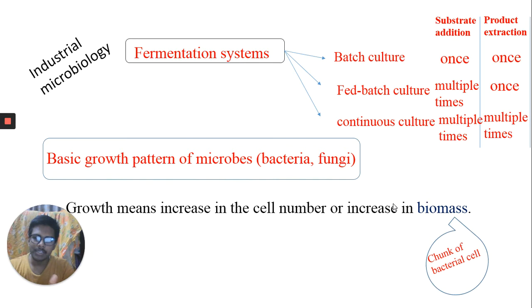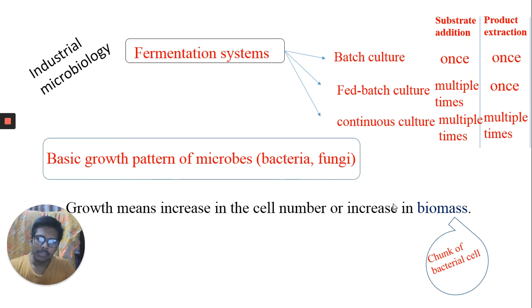Fermentation system means you have a chemical reaction. You will do a chemical reaction, but here there is no chemical catalyst. Here you will use an enzyme. So you will have a reactant and a product, but the catalyst will be an enzyme secreted by a bacteria. So you give a bacteria, you have a reactant, you get a product. That's all the fermentation. Fermentation systems can be of three types: batch culture, fed batch culture, continuous culture.